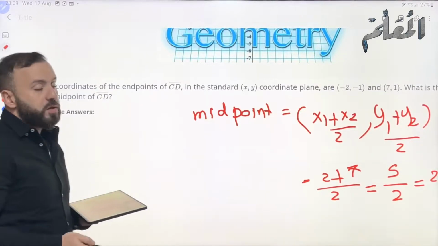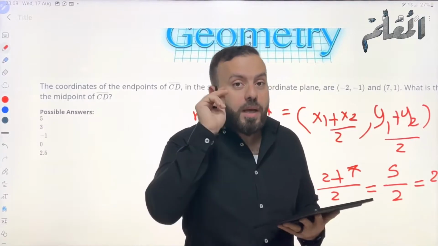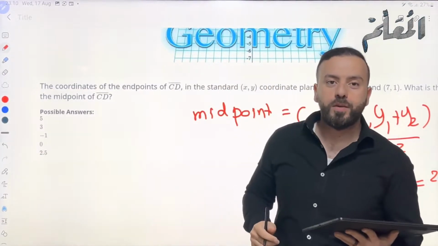So this is the first question. The midpoint, always remember, the answer should be as a point. Let's go for the next question.